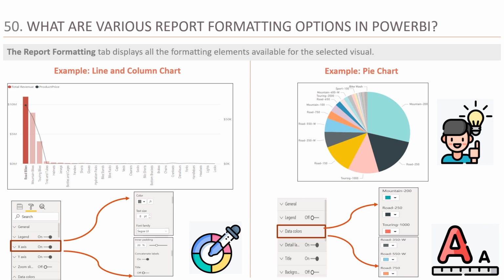Question number 50. What are various report formatting options available in Power BI? The Report Formatting tab displays all the formatting elements available for the selected visual. Line and column chart. There are multiple formatting options, like setting up colors for both X and Y axis, putting legends, etc. Pie chart. In this type of visualization, different data colors can be set for different product categories, along with the desired settings for background, title, etc., as per the business requirements from the clients.